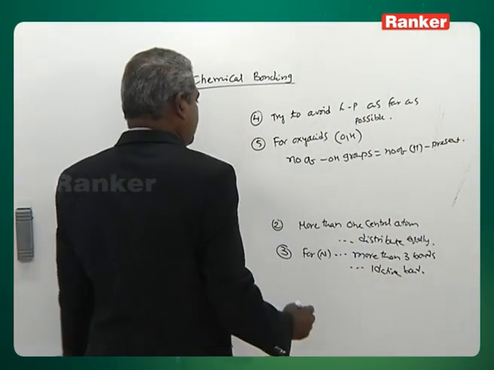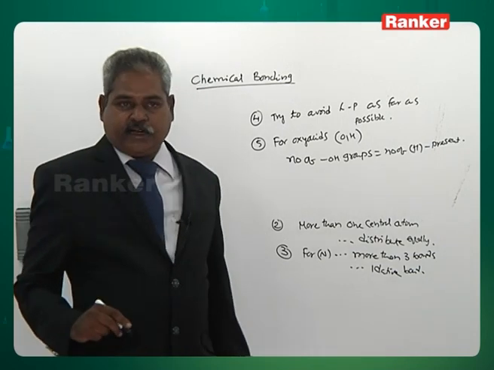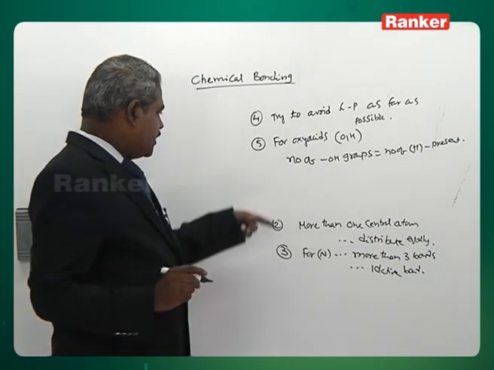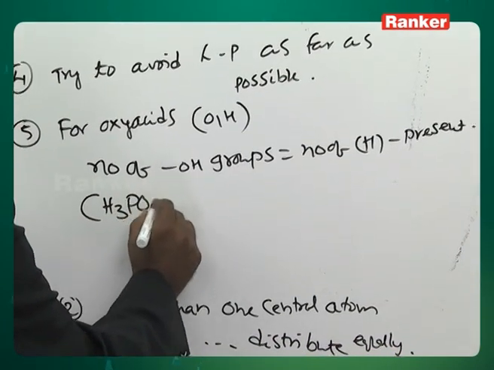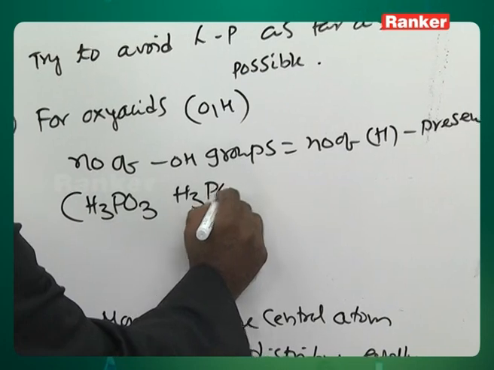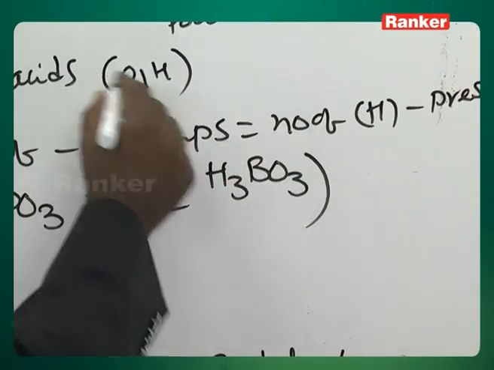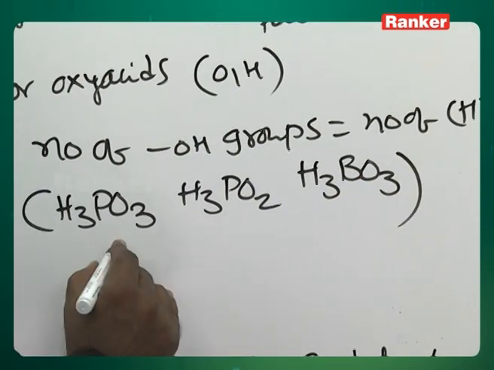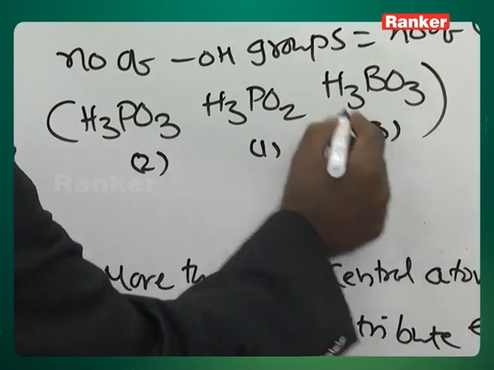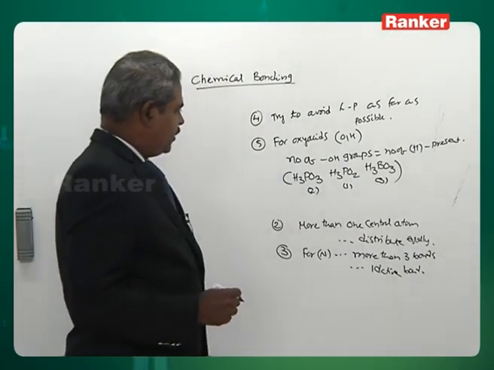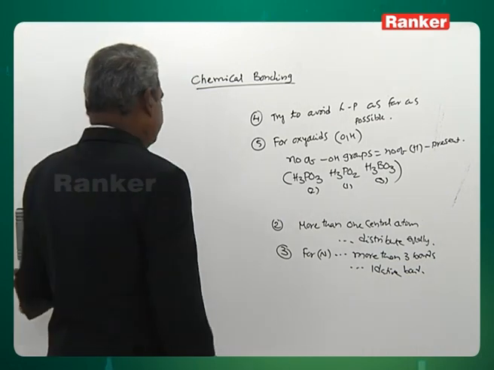There is the matter. Of course, we have nearly 60-70 oxy acids, and just 3 of the acids are an exception: H3PO3, H3PO2 and H3BO3. Of course, H3BO3 has 3 OH groups. You have 2 OH groups only here, 1 only here. 3 hydrogens are there, 3 OHs are there, but that is an exception for some other reason.